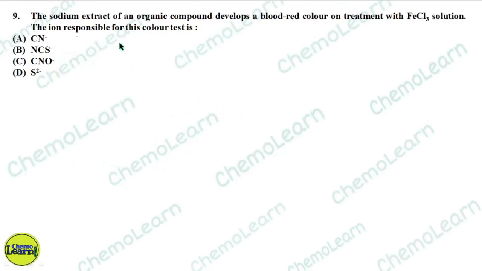The sodium extract of organic compound develops a blood red color on treatment with FeCl3 solution. The ion responsible for this color test is CN minus, NCS minus, CNO minus, or H2 minus. Okay. So this question is basically from your Lassaigne test, which is for element detection. Okay, element detection in organic compound.